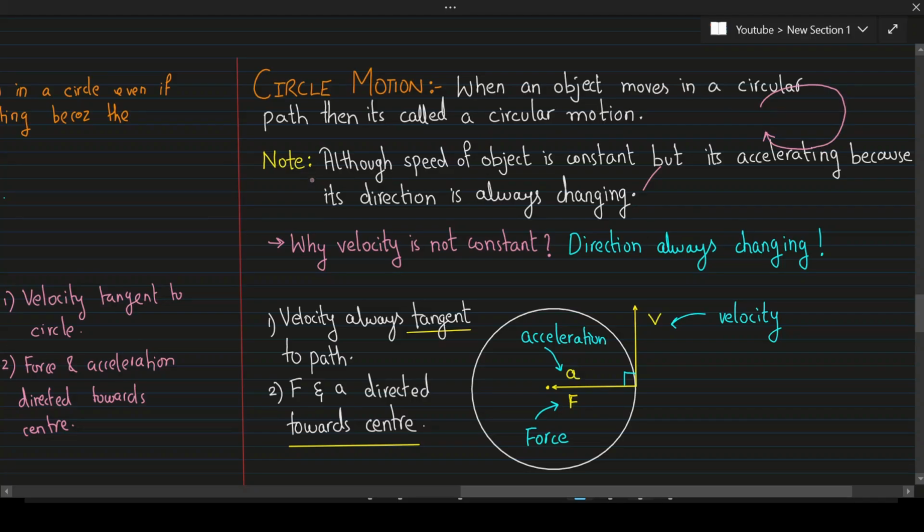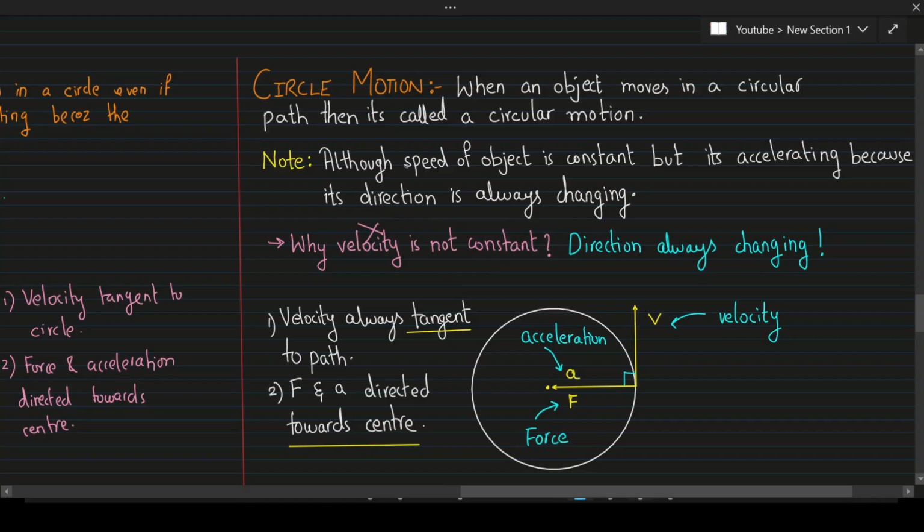One thing you need to remember is that velocity is not constant in circular motion. It is because the direction is always changing. If you watch my previous videos of kinematics, I have told you that velocity depends on two things, speed and direction. If any one quantity changes, the velocity will not be constant.